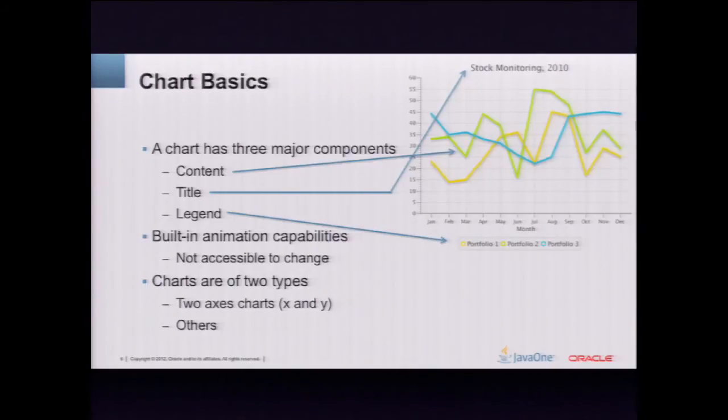There are two types of charts in JavaFX. There are two-axes charts, which obviously this is an example of, where you have an X axis and a Y axis that represent two separate parts of the data. And then there's anything else. So we divide it into two groups, one which has two axes and one which doesn't.